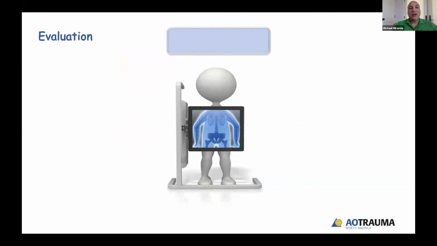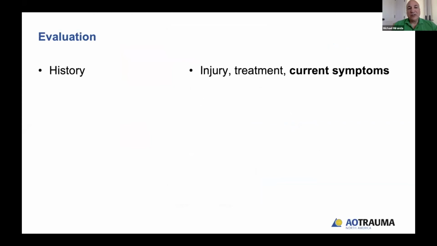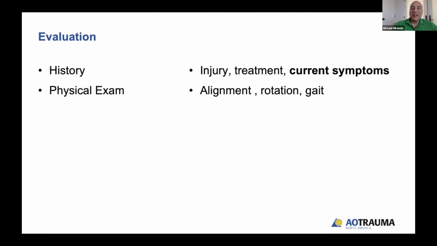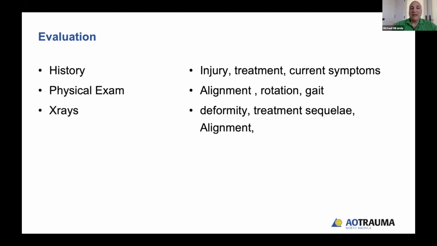So let's go over some of the highlights in the evaluation, and I'm taking it back a couple of levels just because these patients walk into your office and you need to understand that if it's a malrotation problem, there are certain things that you need to pick up on history, physical exam, as well as the imaging. So the current symptoms are really important because you want to make sure that you address them to the patient's satisfaction. You need to understand the injury, the treatment, their physical exam. We'll talk a little bit about that, the x-rays, as well as the CT scan.